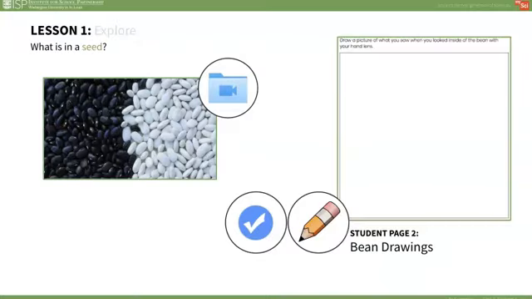Have students discuss with a partner the possible parts of the seeds they found. You could have students draw what they see in their science journal on the bean drawing sheet from student page 2. Tell them there are different parts in a seed. Ask, can you find the parts? Discuss with students the purpose of each seed part and what they look like. Refer to the lesson plan in the teacher guide for more information and discussion topics.